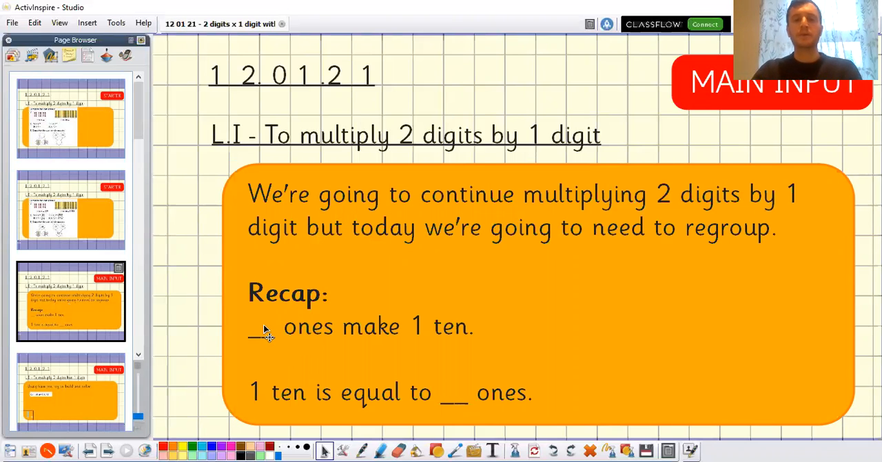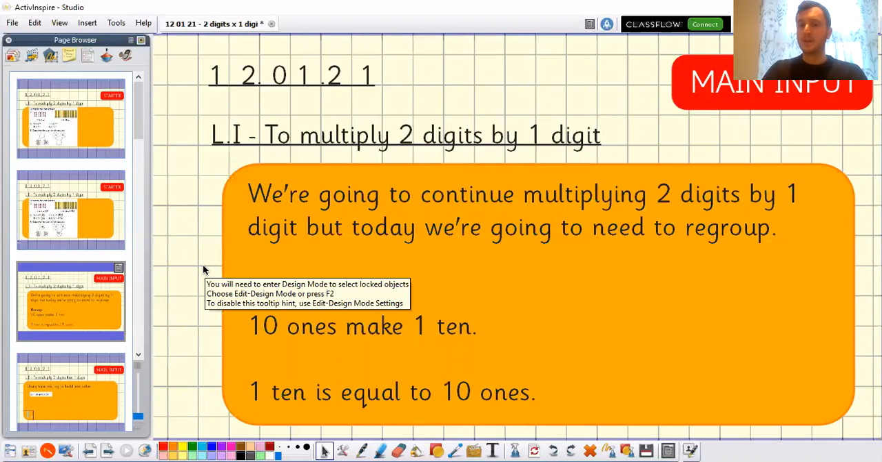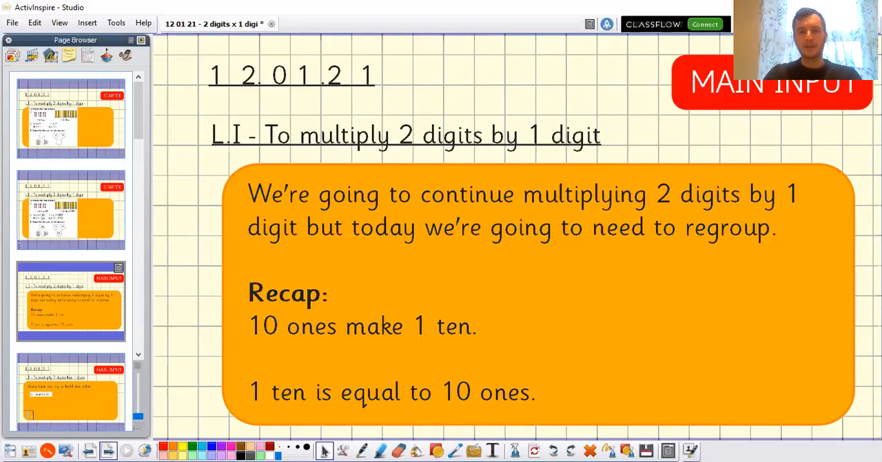So let's quickly recap. Blank ones make 110. And there's another way of phrasing it here. 110 is equal to blank ones. Who can remember how many ones make 110? And 110 is equal to how many ones? Well done if you said 10 ones make 110. So 110 is equal to 10 ones. And that's going to be important today. Let's have a look at an example together.